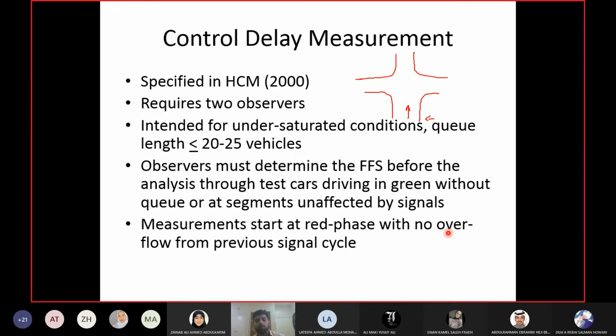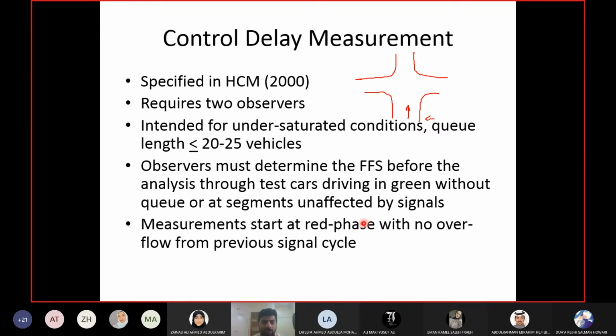When you go to the signal, first of all, don't start the survey right away. For maybe 4 or 5 minutes, have a quick look. Count the number of vehicles in the queue and see if the vehicles in the queue are passing easily in the immediate green phase. If they are not passing easily, that means we have overflow, and overflow means the conditions are not undersaturated. The intersection is above capacity. Again, go back at some other time when the volume is low.